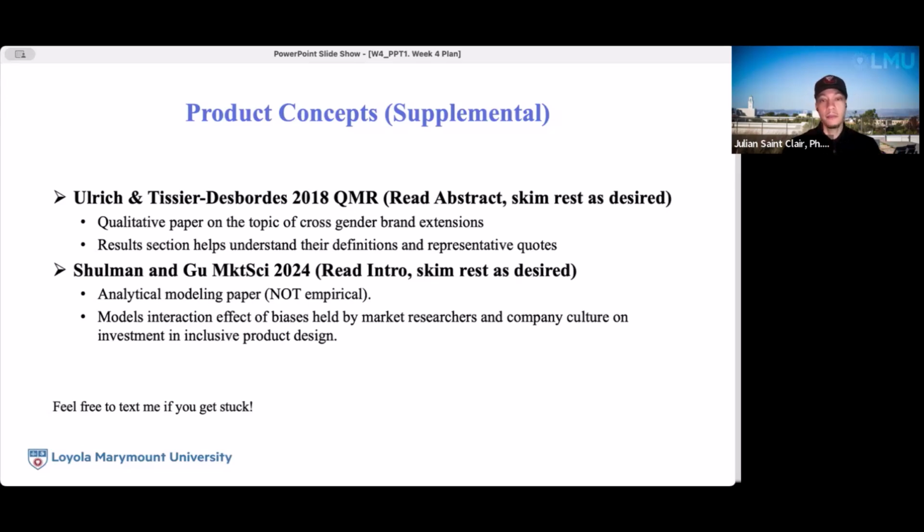So I do recommend, if you've got the time, check out those supplemental readings, skim the rest of the paper as desired. But beware, it's a lot of math speak. So if you love math speak, this is for you. But if not, then don't feel stressed by it.